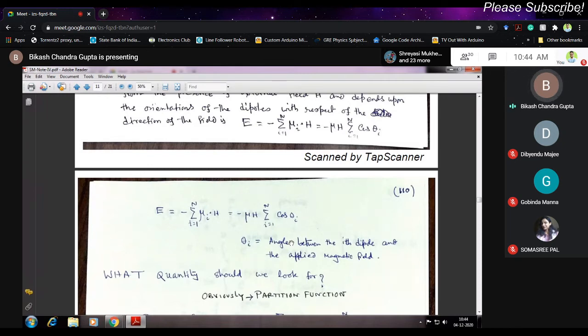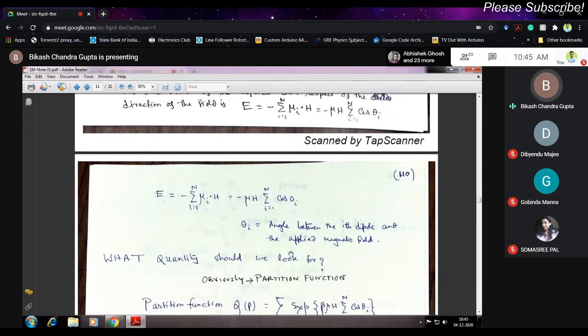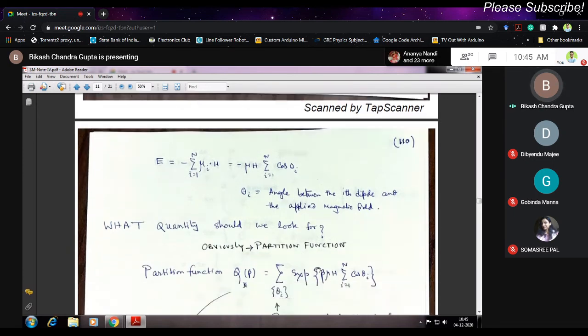If we are approaching the canonical ensemble, then the first thing we should look for is the partition function, because thousands of times I have said that the partition function is the only quantity which bridges between statistical physics and the thermodynamical or physical chemical quantities. So that is what we have to look for, the partition function.